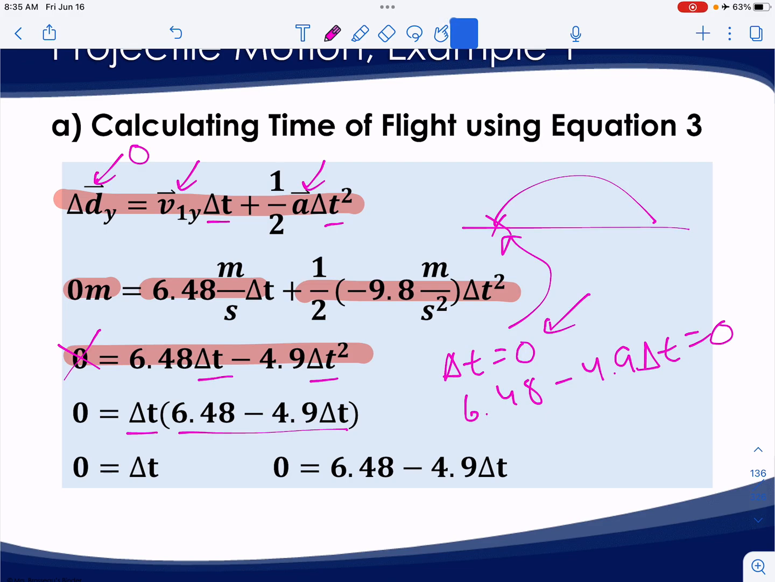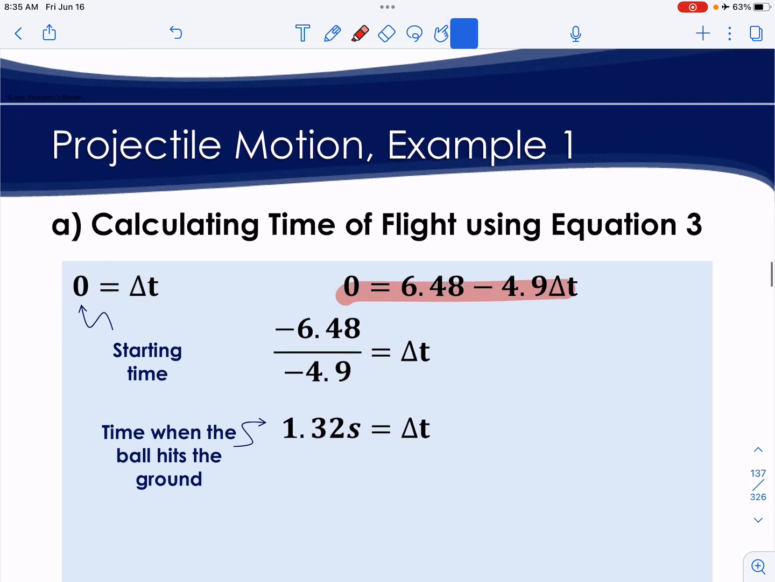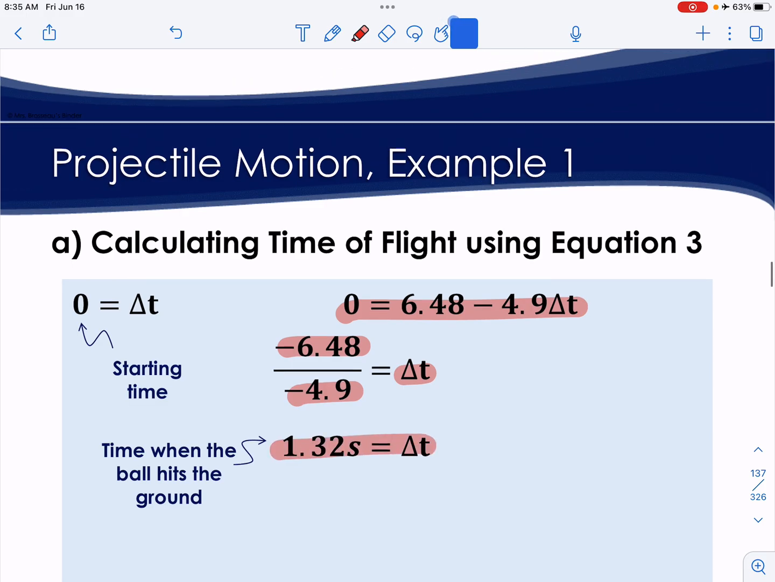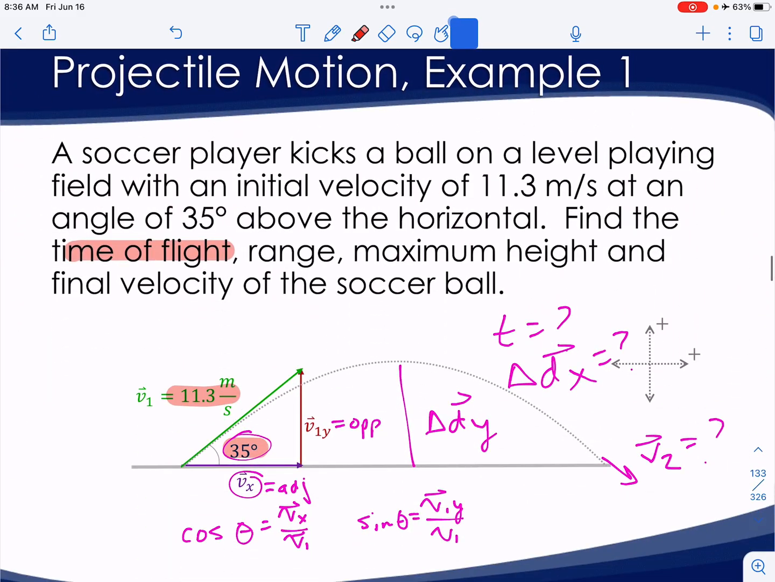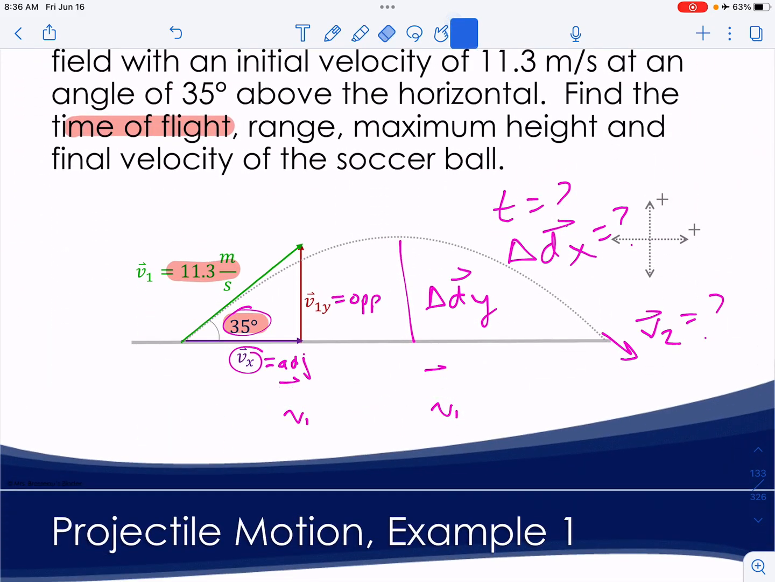of 0, okay? Now this equation is going to tell us when it lands on the other side. So if we solve for this, we can add 4.9 delta t to both sides. We add it over here, and if you solve for delta t, you have this, and it's 1.32 seconds. So if we go back up to our drawing, let's erase all this extra stuff.